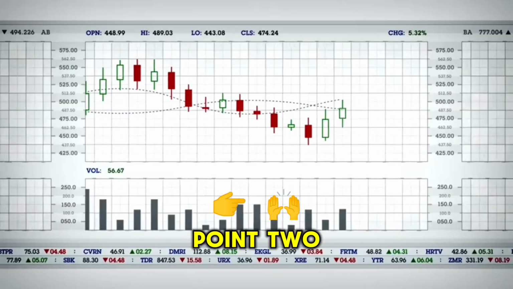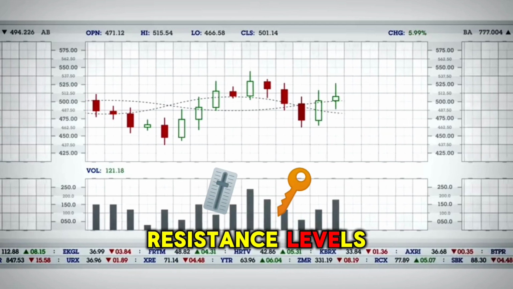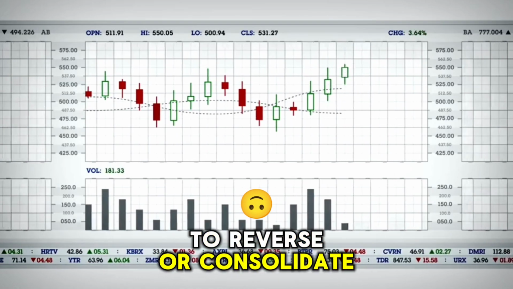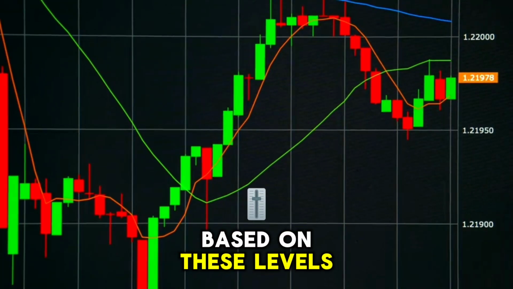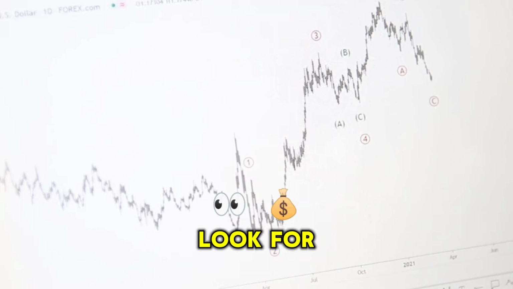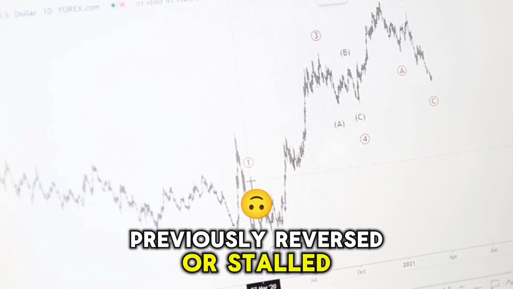2. Support and resistance strategy. Support and resistance levels are key price points where the market tends to reverse or consolidate. This strategy involves trading based on these levels. How it works: identify support and resistance levels. Look for historical price levels where the market has previously reversed or stalled.